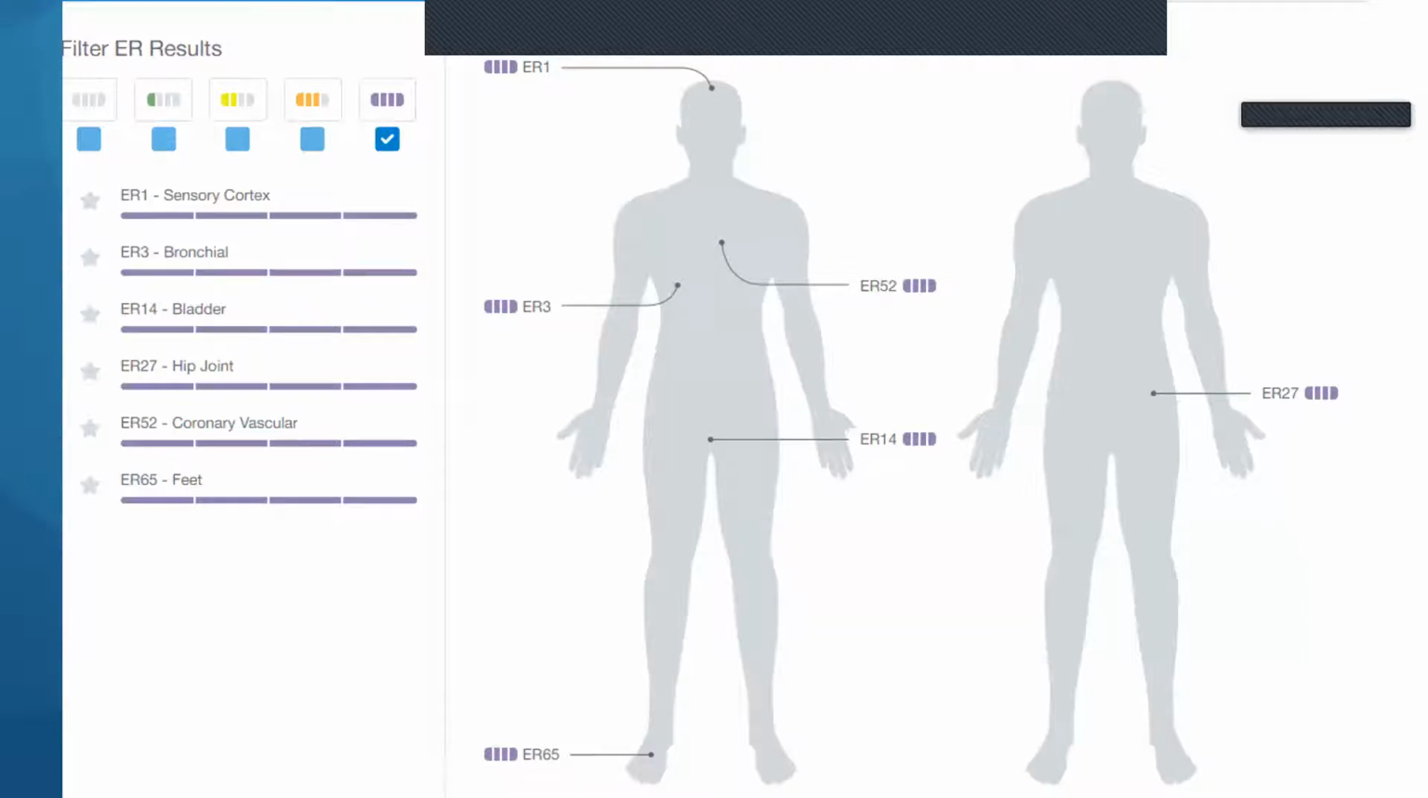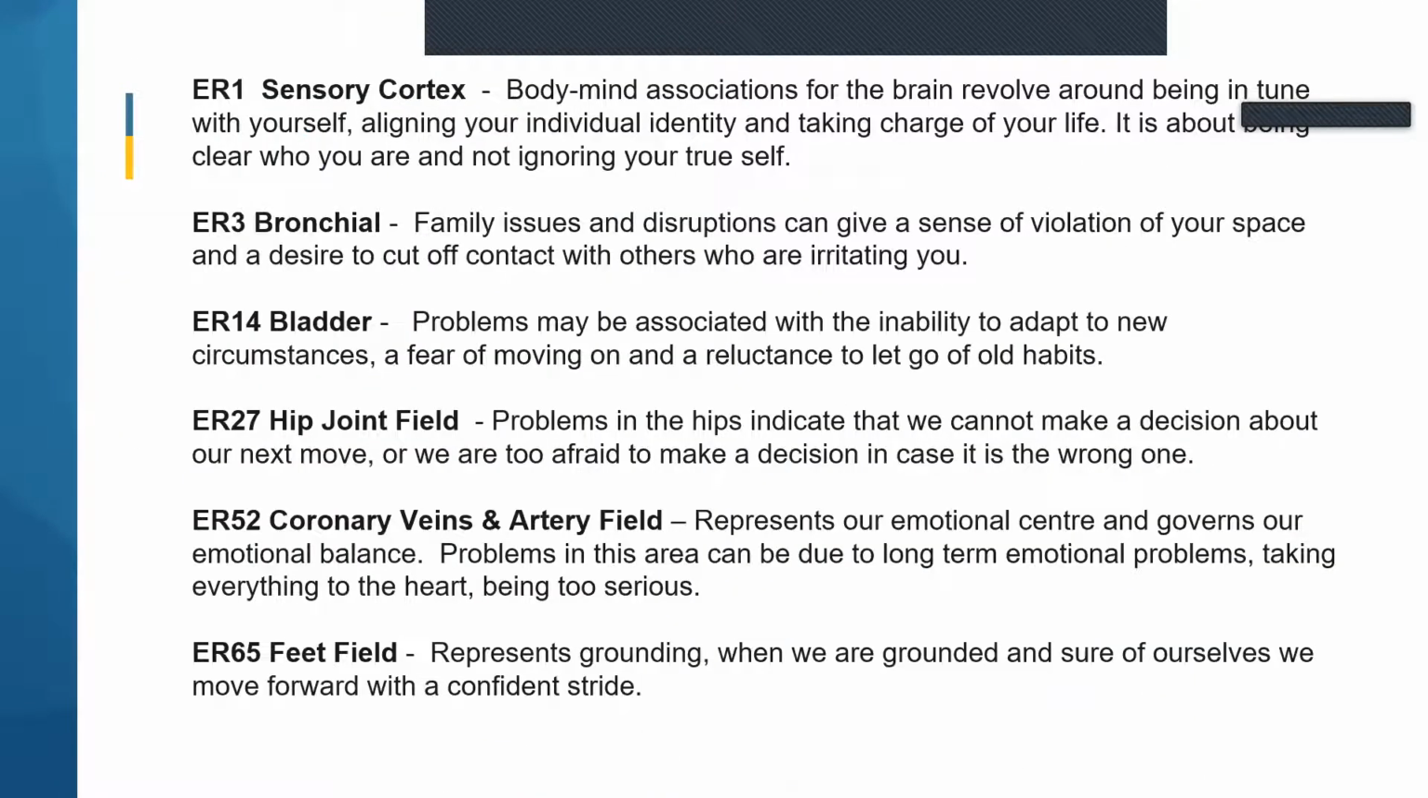Okay, looking at the energetic rejuvenators. So we've got sensory cortex, the bronchioles, bladder, hip joints, coronary vascular, and the feet. So I've just done a quick run through the points, so we familiarize ourselves with what all these ER points are. Okay, so I pulled out some of the higher patterns I looked at.